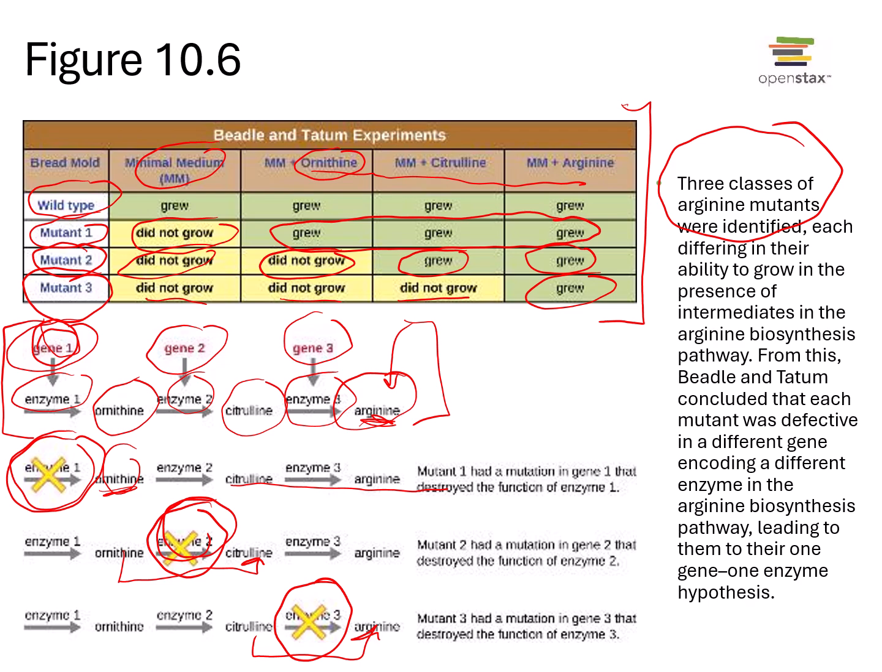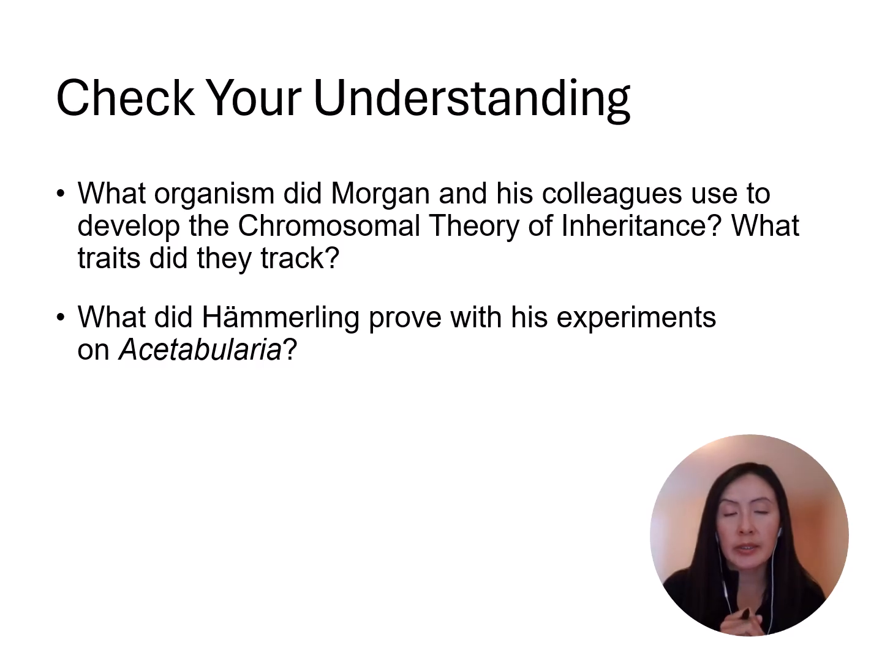So what this means is that each gene controls the production of a single enzyme in a biochemical pathway, and a mutation in a gene will block the pathway at that step. But growth can be rescued by providing the product of the missing enzyme's reaction. So this is really the experimental basis of the one gene, one enzyme hypothesis that was later refined to one gene, one polypeptide.